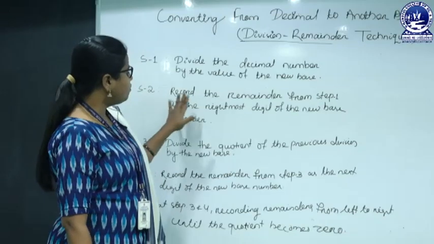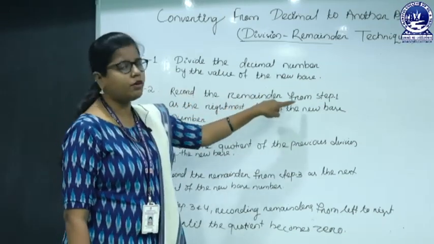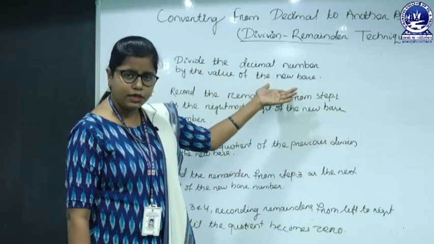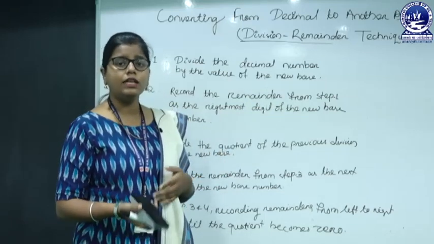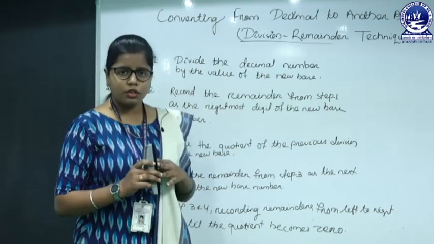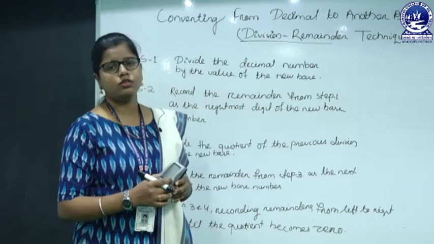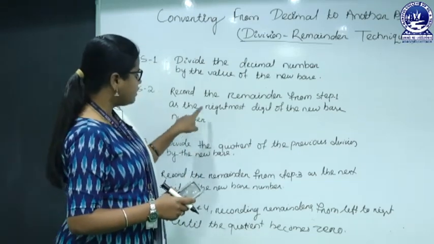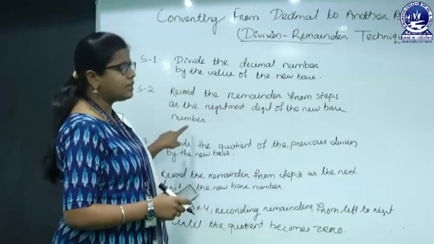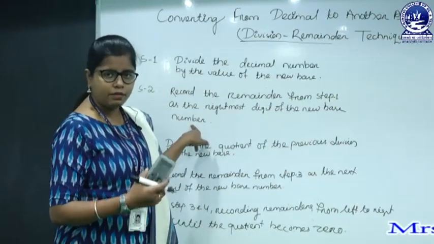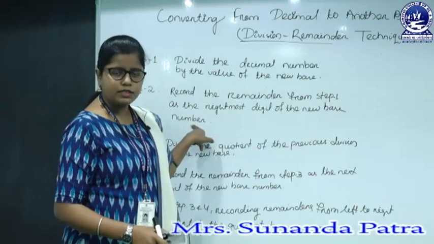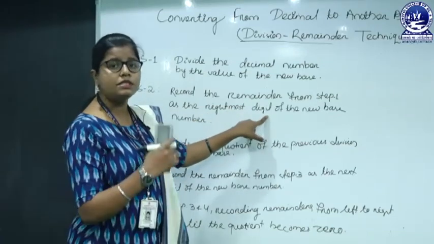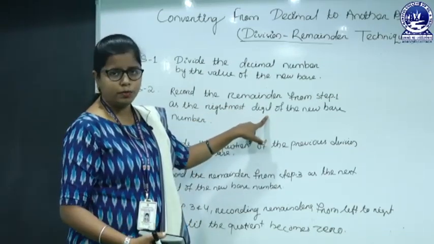In the second step, we have to record the remainder from step 1. So what is our step 1? We need to divide the decimal number by the new base, and the remainder that we get, we need to record. The first remainder will go to the rightmost digit of the new base number. So first we will divide the decimal number by the new base, then we will record the remainder as the rightmost digit, that means least significant digit of the new base number.